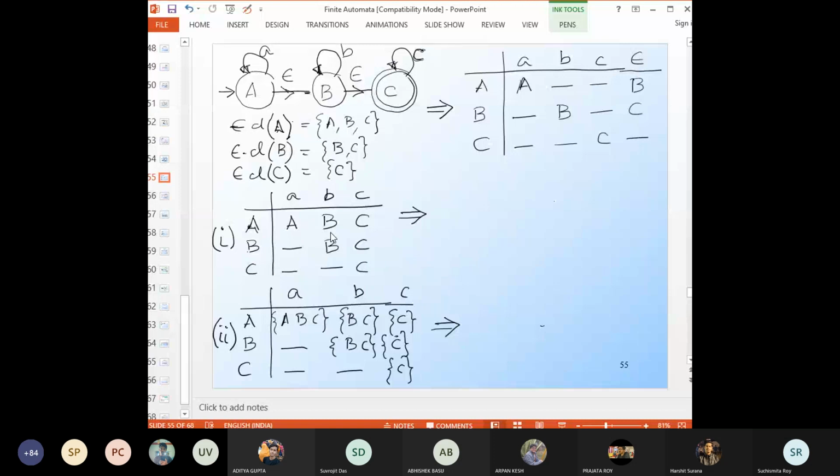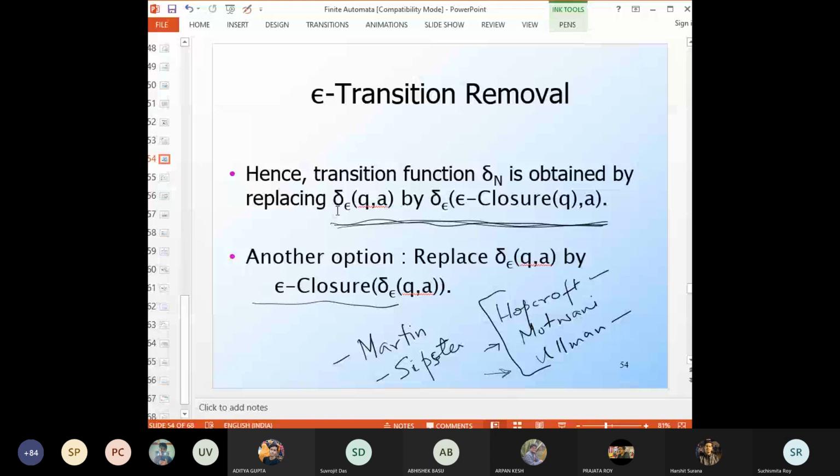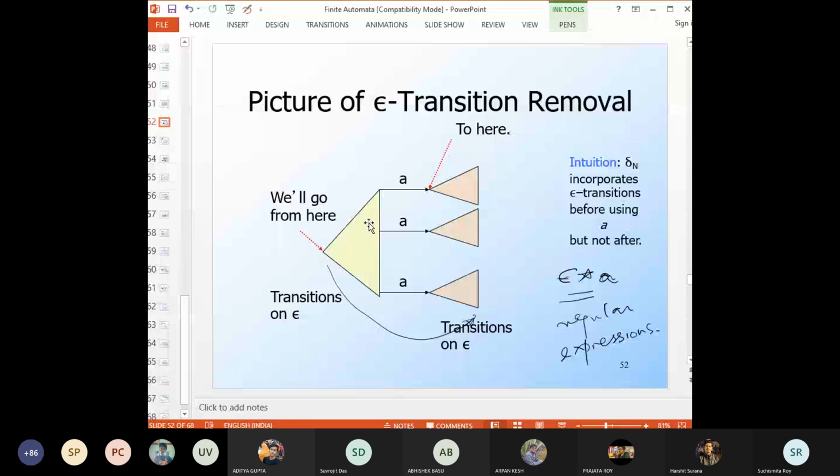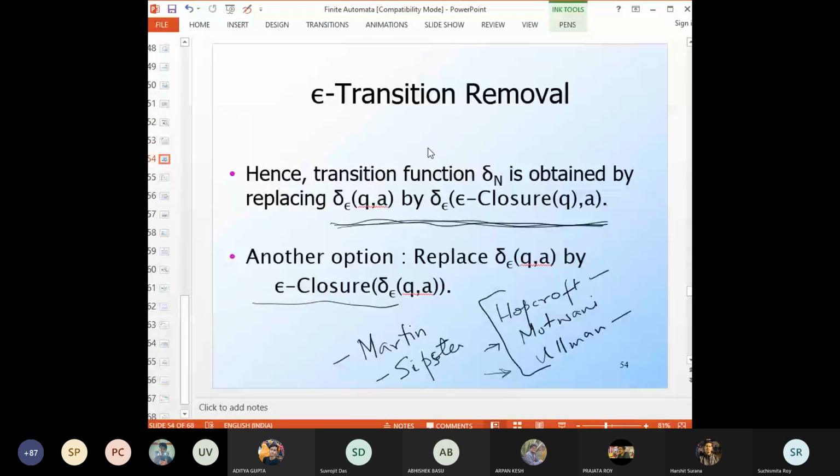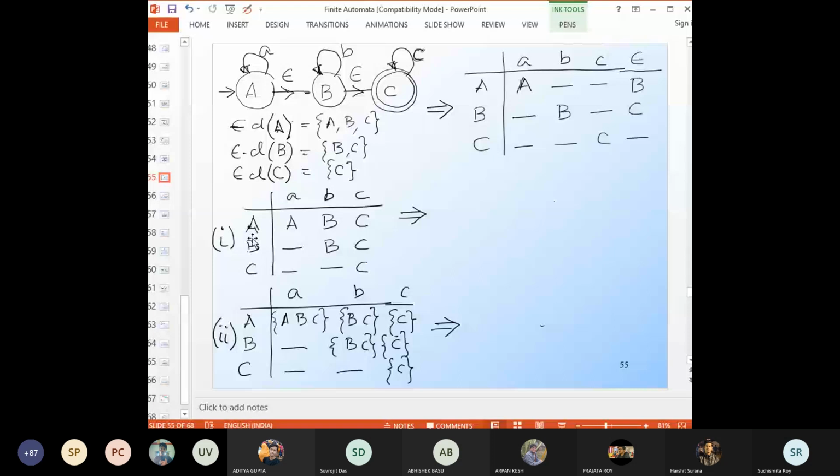Okay. So what are we doing? Instead of delta QA we are replacing it by delta of epsilon closure QA. So we are finding the epsilon closure first. So epsilon closure of Q is this triangle, and from here, the transition on A. So we are finding basically this set here. Okay, so we go from here to here. So by following this, we find this particular transition table. Okay, and if you want to draw the diagram, it will be something like this. I'm just drawing it quickly.